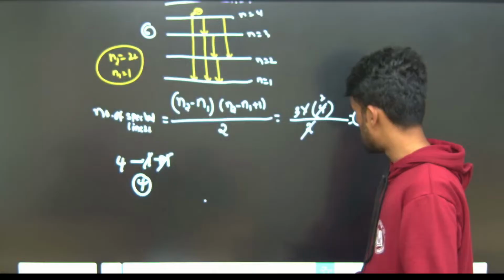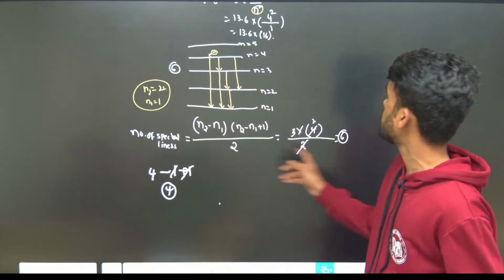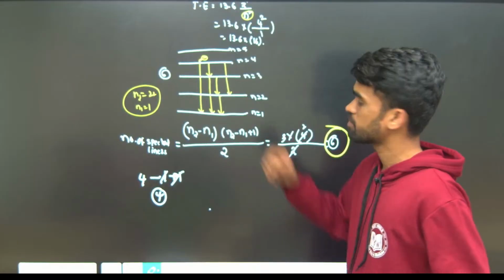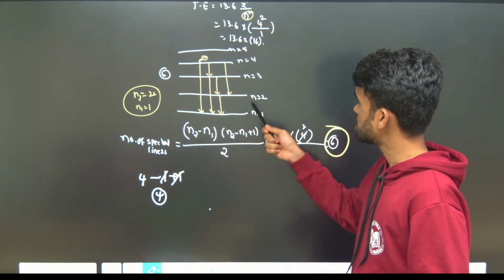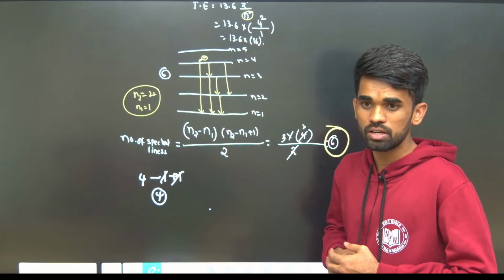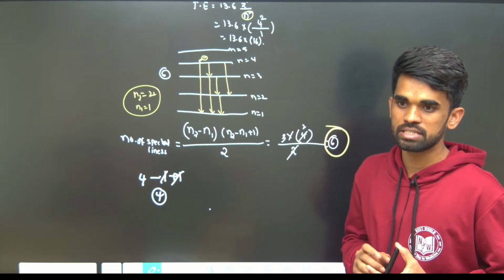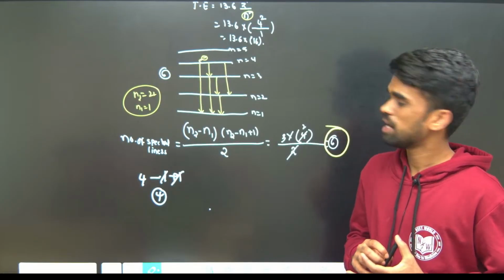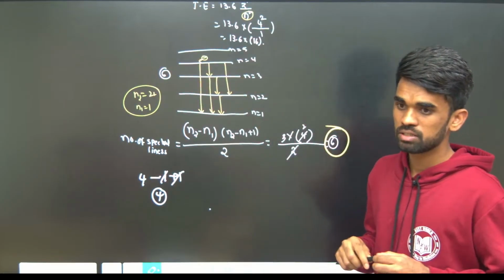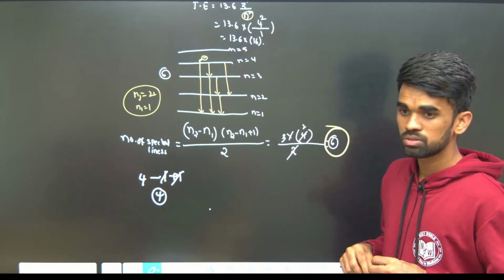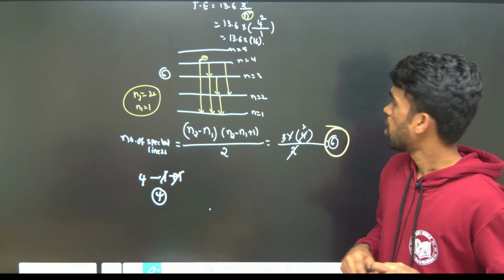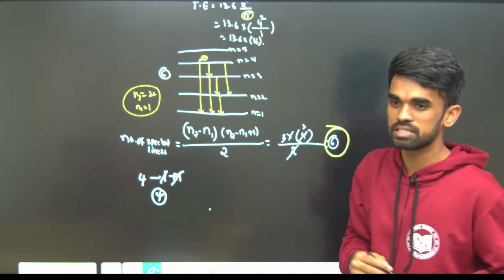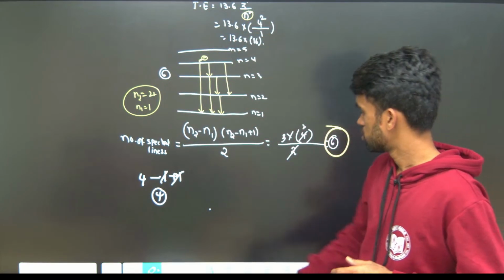Now they will ask, out of these spectral lines, how many are lying in the Balmer series? Here we got 6 lines for n equals 4 to 1. How many lines fall in the Balmer series? Balmer is n equals 2. Out of these 6 lines, how many fall in the Balmer series? Only 3.